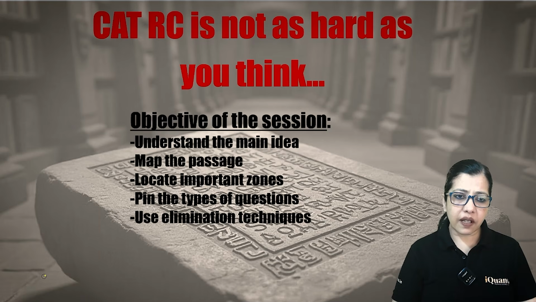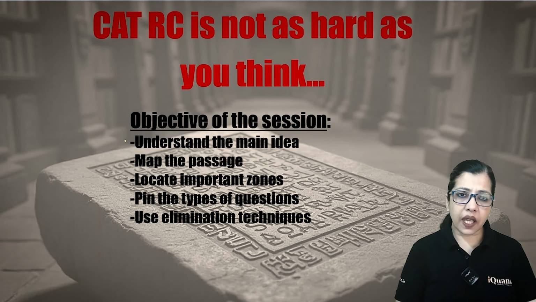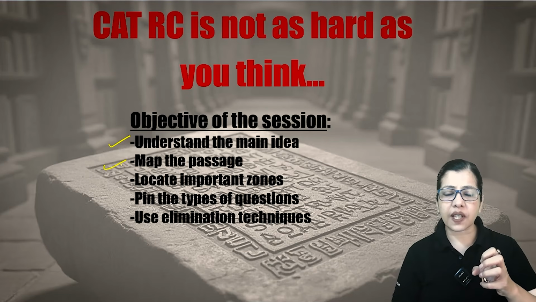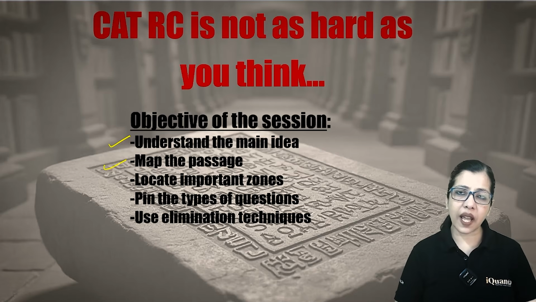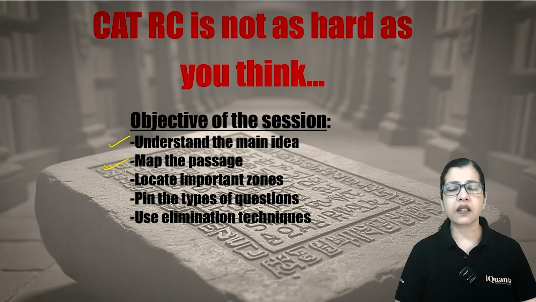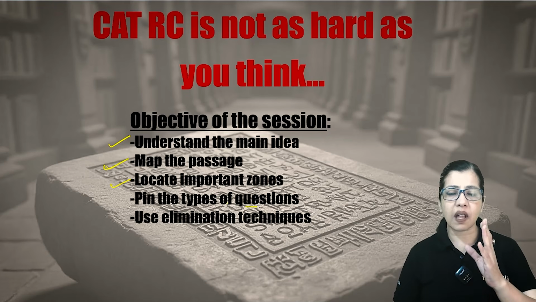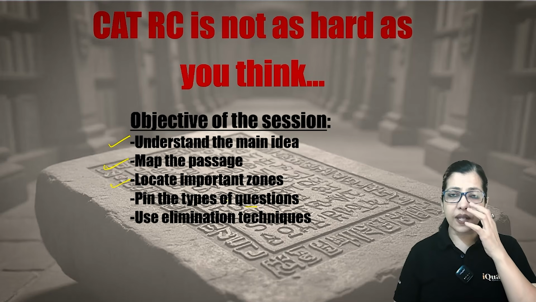You need to test yourself, you need to check. If all these things are on point, like you are able to understand the main idea, you're able to trace the flow of the passage. First para is connected to the second para, second is connected to the third para, how the author is changing his tone as he progresses. If you are able to do all that, everything is on point. You are able to locate the important zones, very good then. Pin the types of questions means if you see the 4 questions after the passage, you are able to understand instantly what the question is asking you.